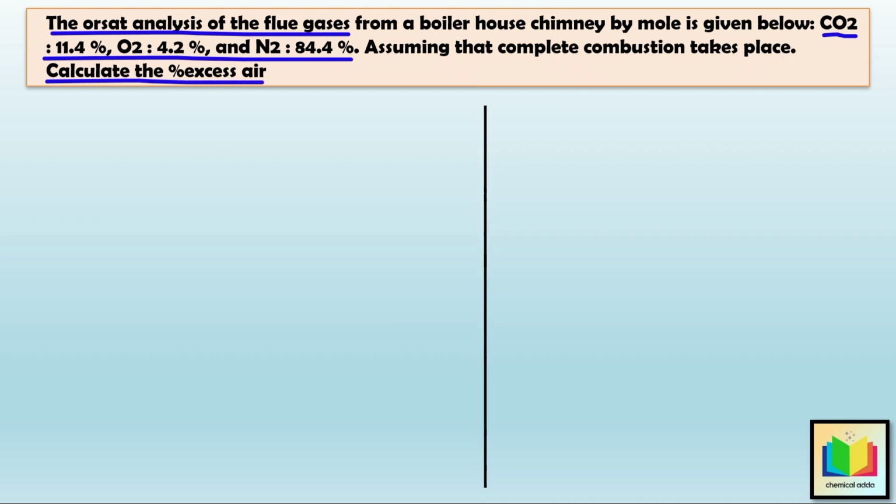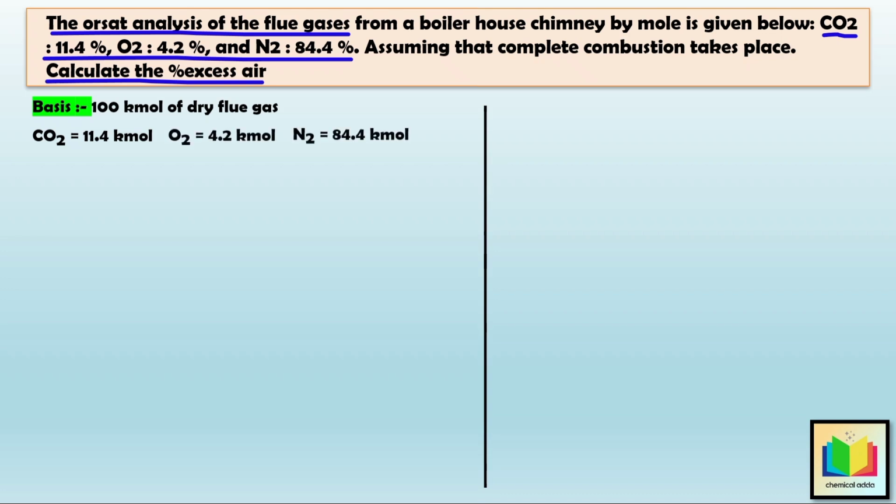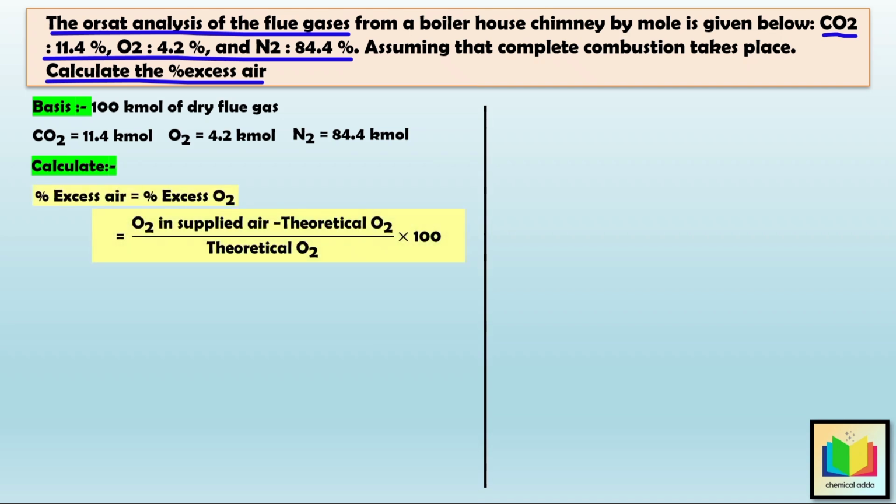So to solve this example, first let's take the basis as 100 kmol of dry flue gas. Hence, based on this, we can write the composition of flue gas in kilomole. CO2 is equal to 11.4 kmol, O2 is equal to 4.2 kmol, N2 is equal to 84.4 kmol. Now let's see how to calculate the percentage excess of air. So as we know, the formula for percentage excess air, or percentage excess O2, is equal to O2 in supplied air, minus theoretical oxygen, divided by theoretical oxygen, into 100.